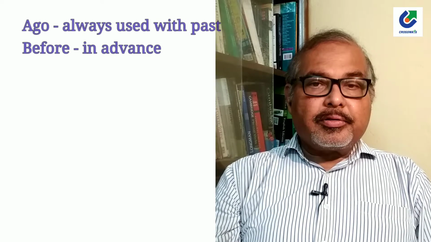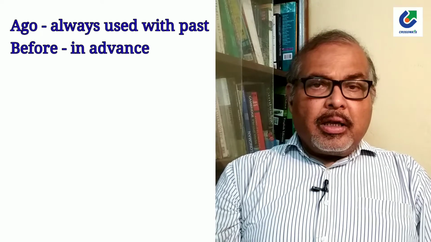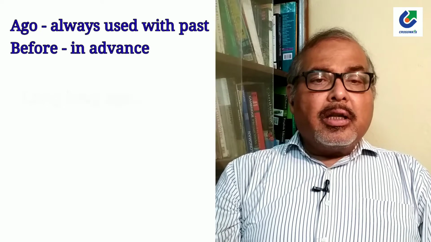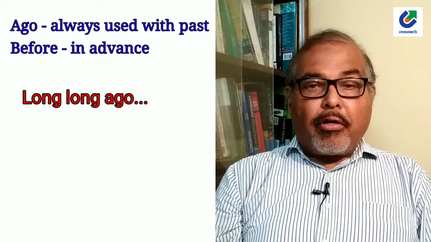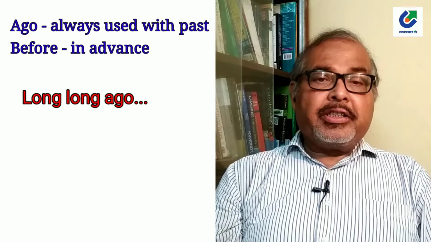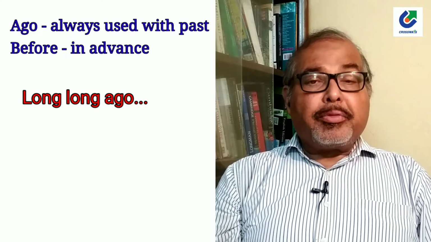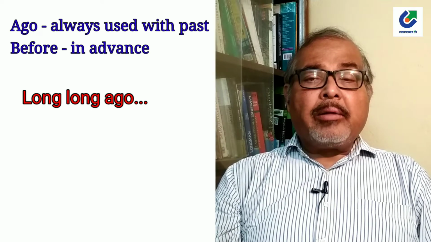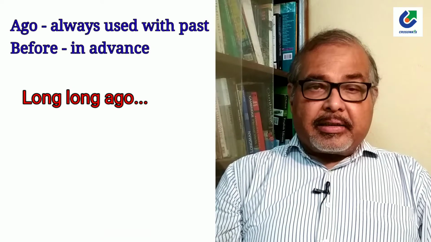The next pair is very interesting: ago and before. Where shall we use ago? If you notice the stories for children, they always begin with long, long ago. They never say long, long before. The reason is ago is always used with the past tense. For example, 20 years ago, I came to this place.